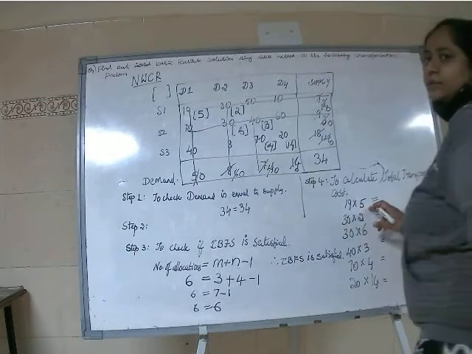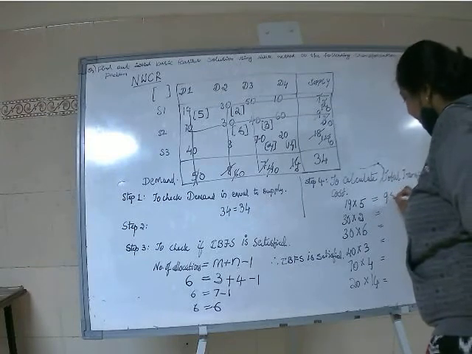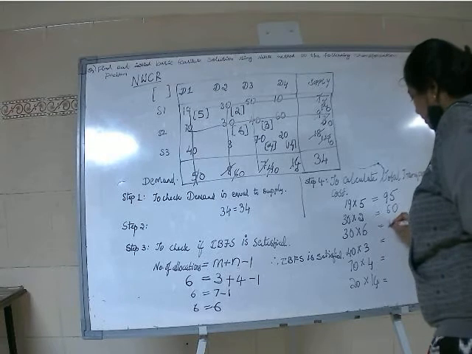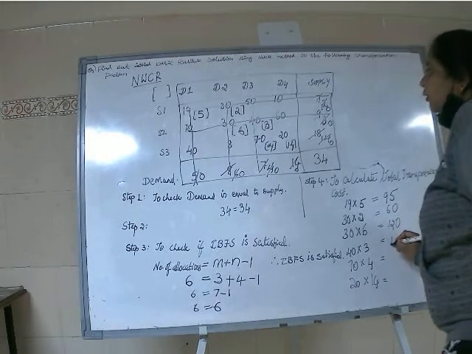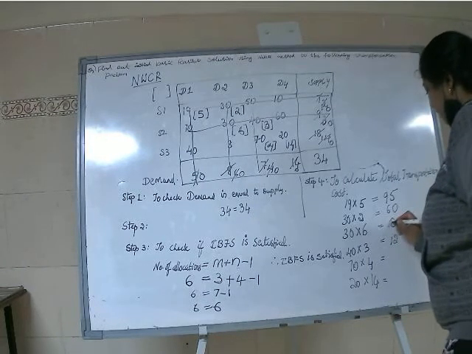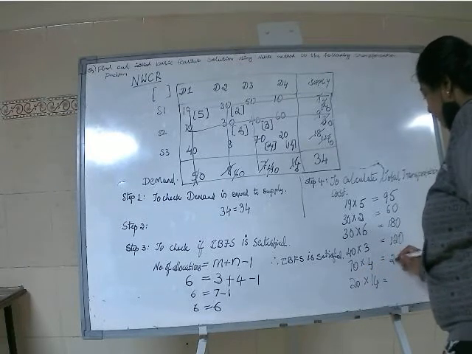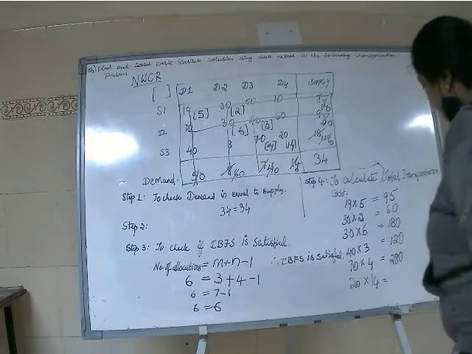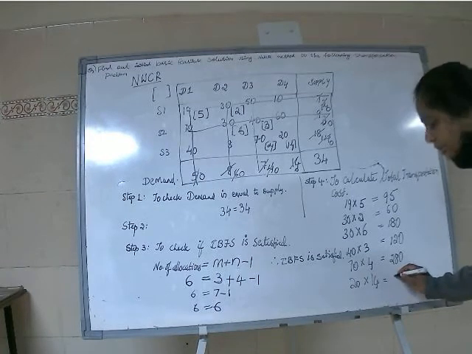So 19 into 5 is 95. 30 into 2 is 60. 30 into 6 is 180. 40 into 3 is 120. And 70 into 4 is 280. And 20 into 14 is 280.